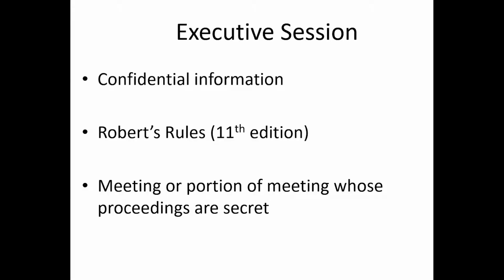Robert's Rules provides a great way around this. And if you don't have a copy of Robert's Rules, you should get one. You can get them online, or you can get a hard copy, a nice little fat book. The 11th edition is the one you should be using. Robert's Rules provides a great way around it. It is called executive session, and this is a meeting or a portion of a meeting whose proceedings are secret.